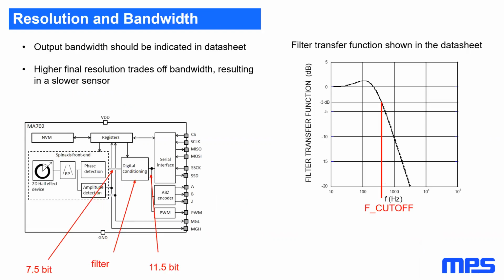Okay, so for MPS, our MA702, this is an older part. Our MA702 has a 7.5-bit front end. Our time to digital converter has enough noise on it that the absolute output resolution is 7.5 bits. We then have a filter, and again, it's that moving window filter that we'll talk about on the next slide. And the output then is actually 11.5 bits of resolution, because we're able to average a bunch of this stuff together. And so we reduce the noise quite a bit, and we end up with 11.5 bits.